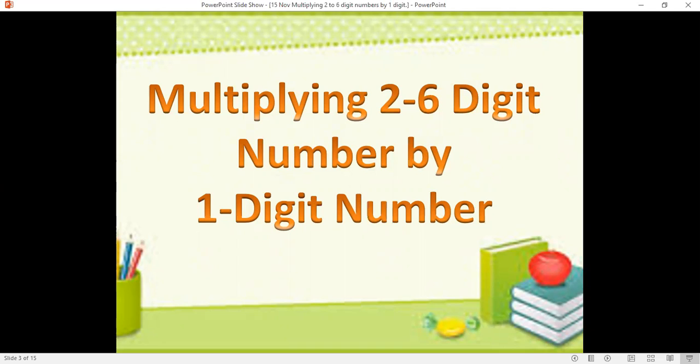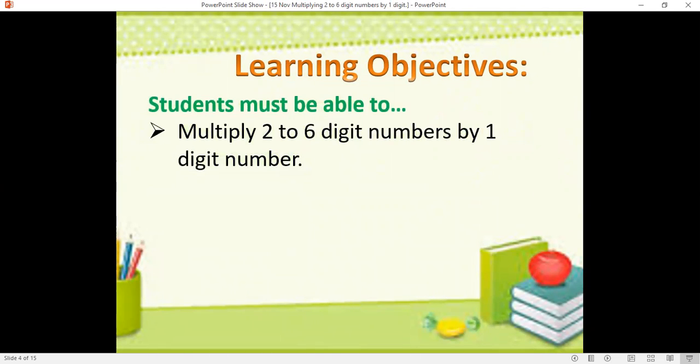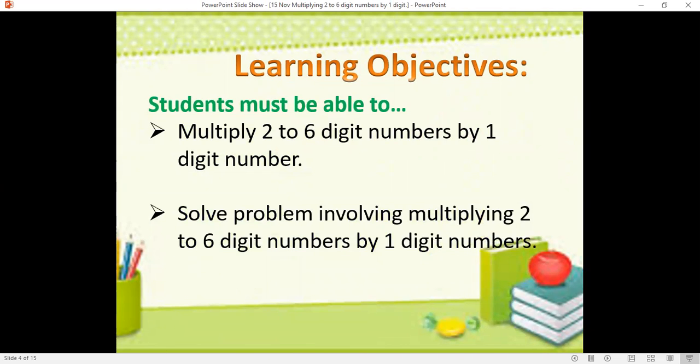Okay. Our lesson for today is all about multiplying a two-digit number by a one-digit number. What are our learning objectives? First, you need to know how to multiply two- to six-digit numbers by a one-digit number and solve problems involving multiplication.